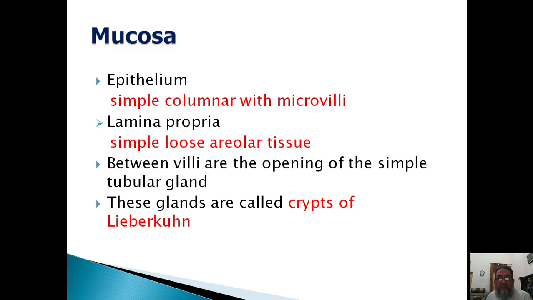These glands are called crypts of Lieberkühn. Now, crypts of Lieberkühn are the characteristic feature of the intestinal gland. These are simple tubular glands present in the lamina propria, and their ducts open into the crypts of the intestinal villi.